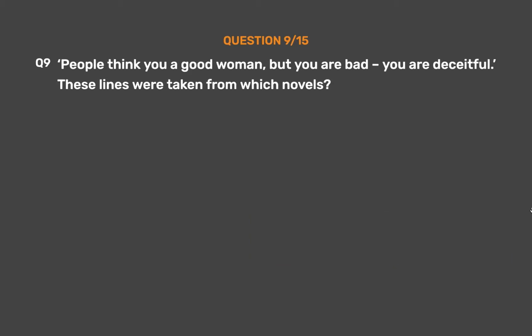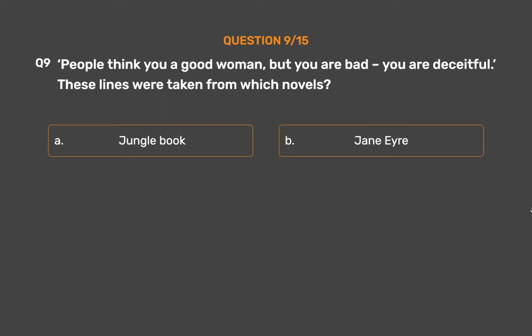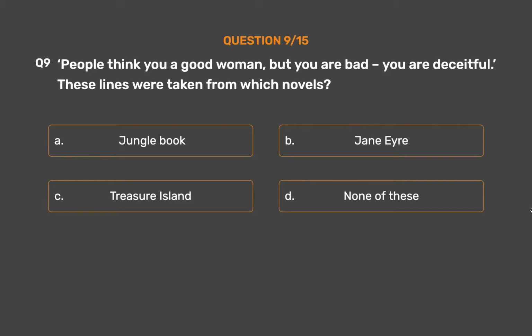Question number 9. People think you are a good woman, but you are bad, you are deceitful. These lines were taken from which novels? Option A. Jungle Book. Option B. Jane Eyre. Option C. Treasure Island. Option D. None of these.